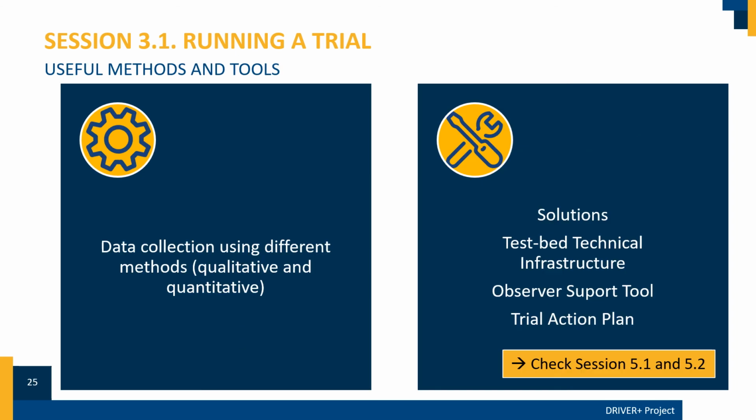Let's recap the useful methods and tools that are recommended to use in trial execution. There are many methods available to collect data, qualitative data as well as quantitative. Think of human observation, digital data logging, and taking measurements. The tools that are recommended to use are of course the solutions, the testbed technical infrastructure, including the use of simulators, the observer support tool, and the trial action plan. Have a look at sessions 5.1 and 5.2 for more information on these tools.